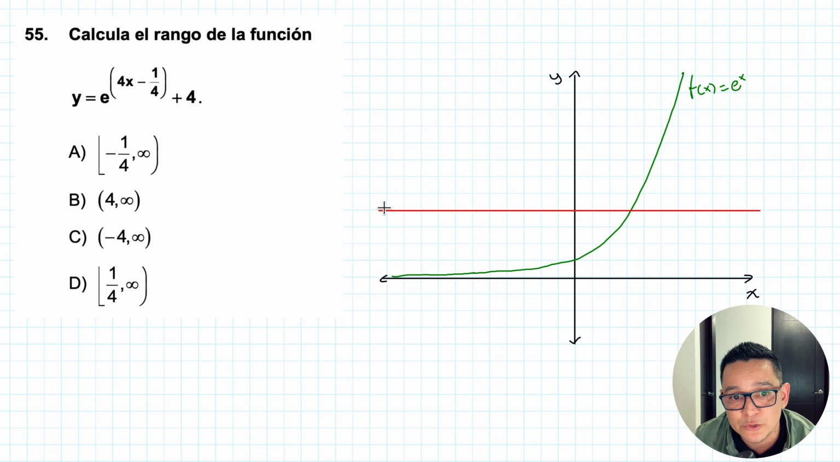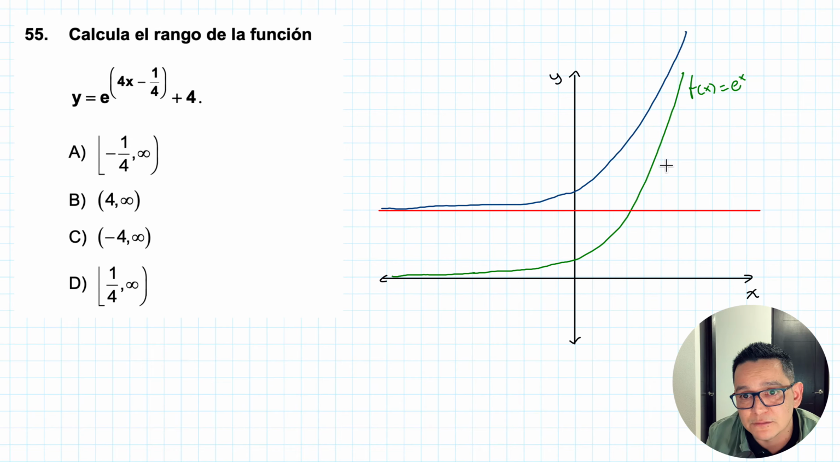So, let's do it again. Sorry, this green curve, in this case, I'm going to draw it in blue. And so, it would look something like this. It turned out uglier, right? But anyway, this one here would already be f of x equals e to the x plus 4.